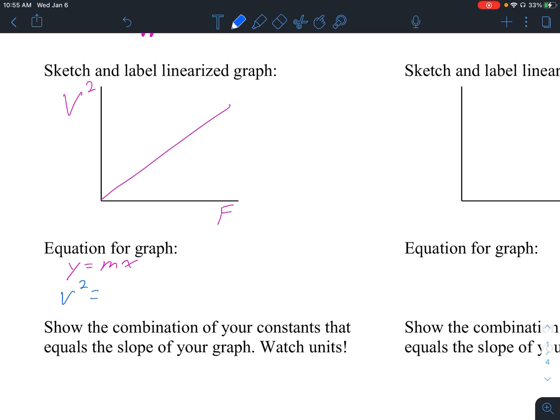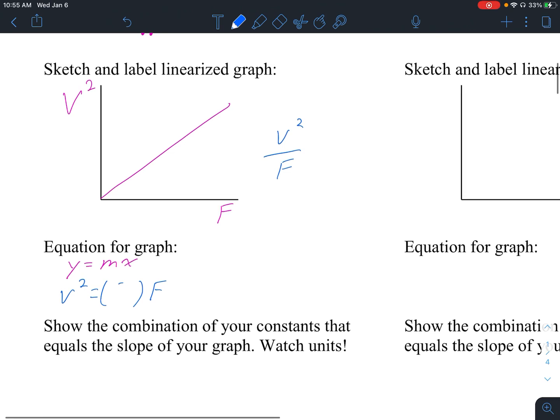The slope of our line, we don't really know what the slope is, but whatever it is, it's going to be change in y over change in x. So it's going to be v squared over F, but we want to see what that actually equals. So we're not going to put that in yet. And our x-axis is measuring our force, which we can call centripetal force, or in the case of this lab, it's that tension from the string. So we're going to pause there for a second.